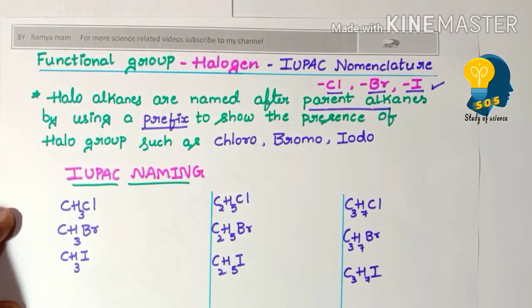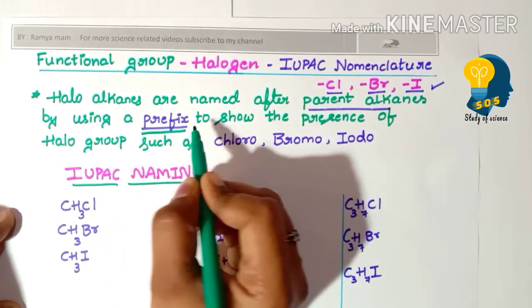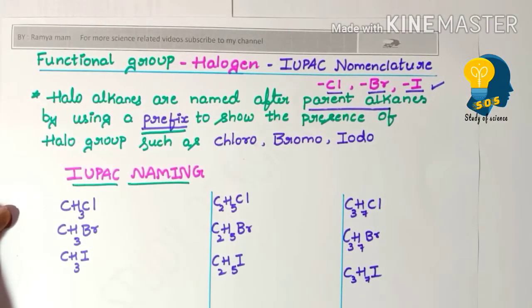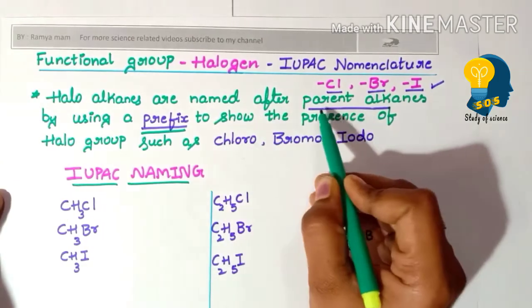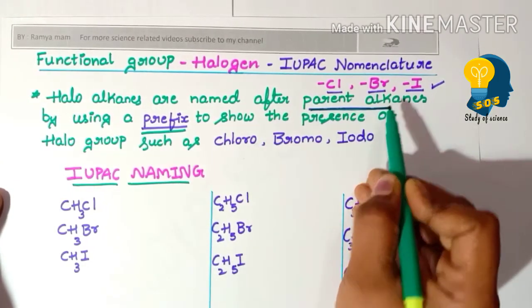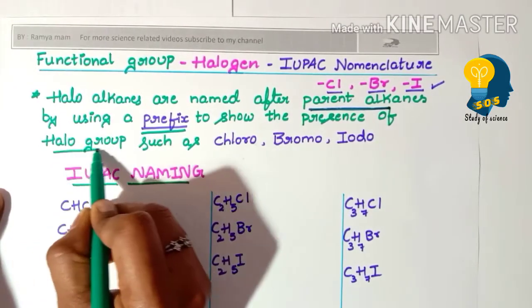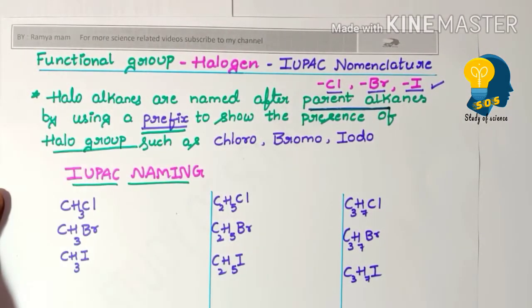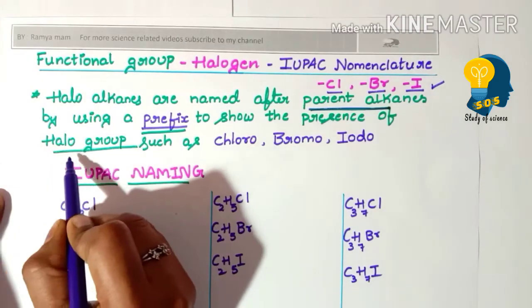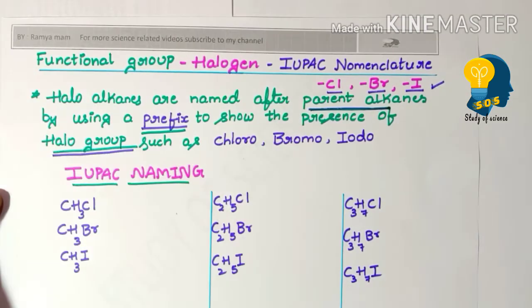Very important, this prefix is very important. We have seen the suffixes in the previous functional groups, but here we are finding the prefix. How do we write this prefix? Haloalkanes are named after the parent alkanes by using the prefix to show the presence of the halo group. Why do we use the prefix? We use this prefix to show the halo group.